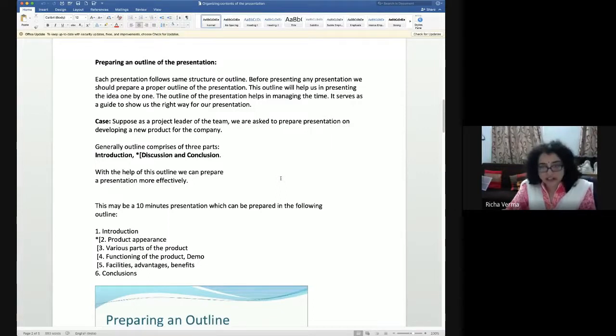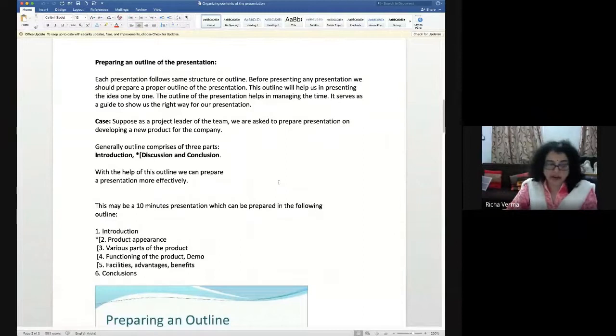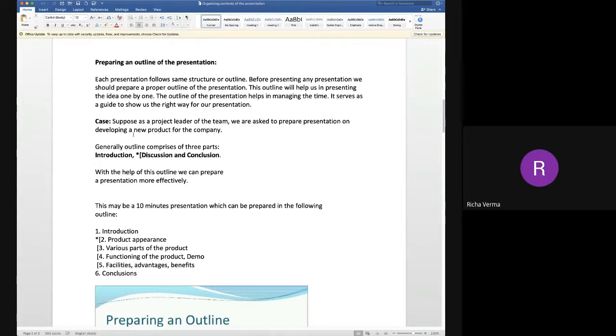So you are working in a company, you have got a new product of your company, it has to be launched in the market, and you are considered as a project leader, and you have to give the details of your product to the employees of the company. You are the project leader of the team which has prepared the new product. Now you have to give the presentation. So we are studying a case here. This is the case: you are a project leader and you have to present about your new product to the employees.